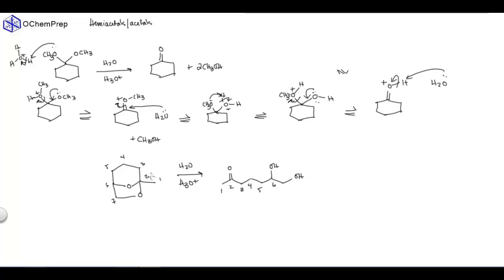So if you look, here are the two alcohols. They're tethered together and they close the ring to make this nice little 6-membered ring and then a 5-membered ring. And you should be able to do the mechanism going forward and backwards. So that is how we finish with our acetals.